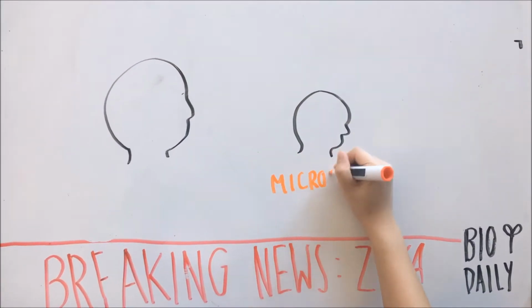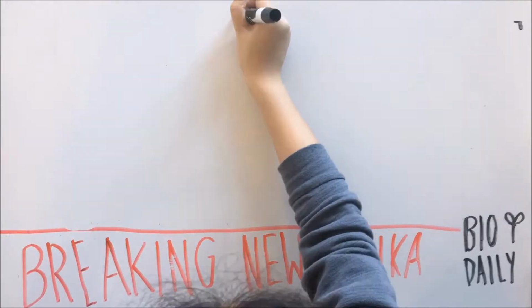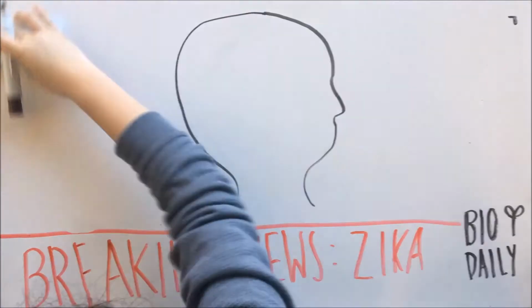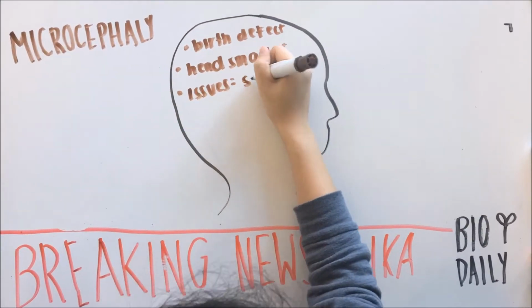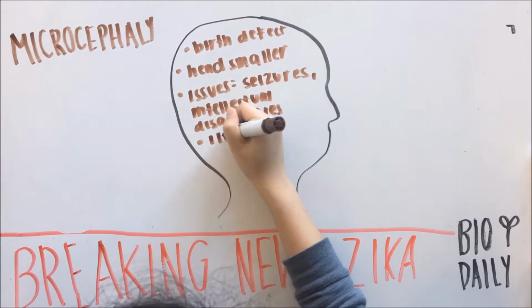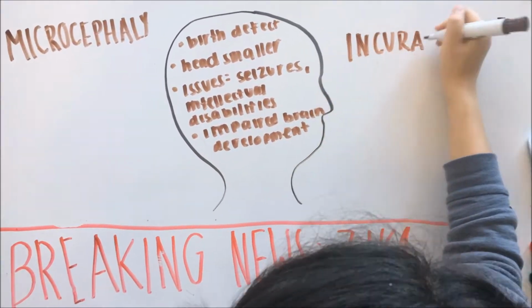Among these is fetal microcephaly. Fetal microcephaly is a birth defect that can cause a baby's head to be smaller than it should be for its size and age. The defect can cause many issues including seizures, intellectual disabilities, and further problems. But the most common cause for concern is impaired brain development. Fetal microcephaly can range from mild to severe, but is incurable and a lifelong condition.